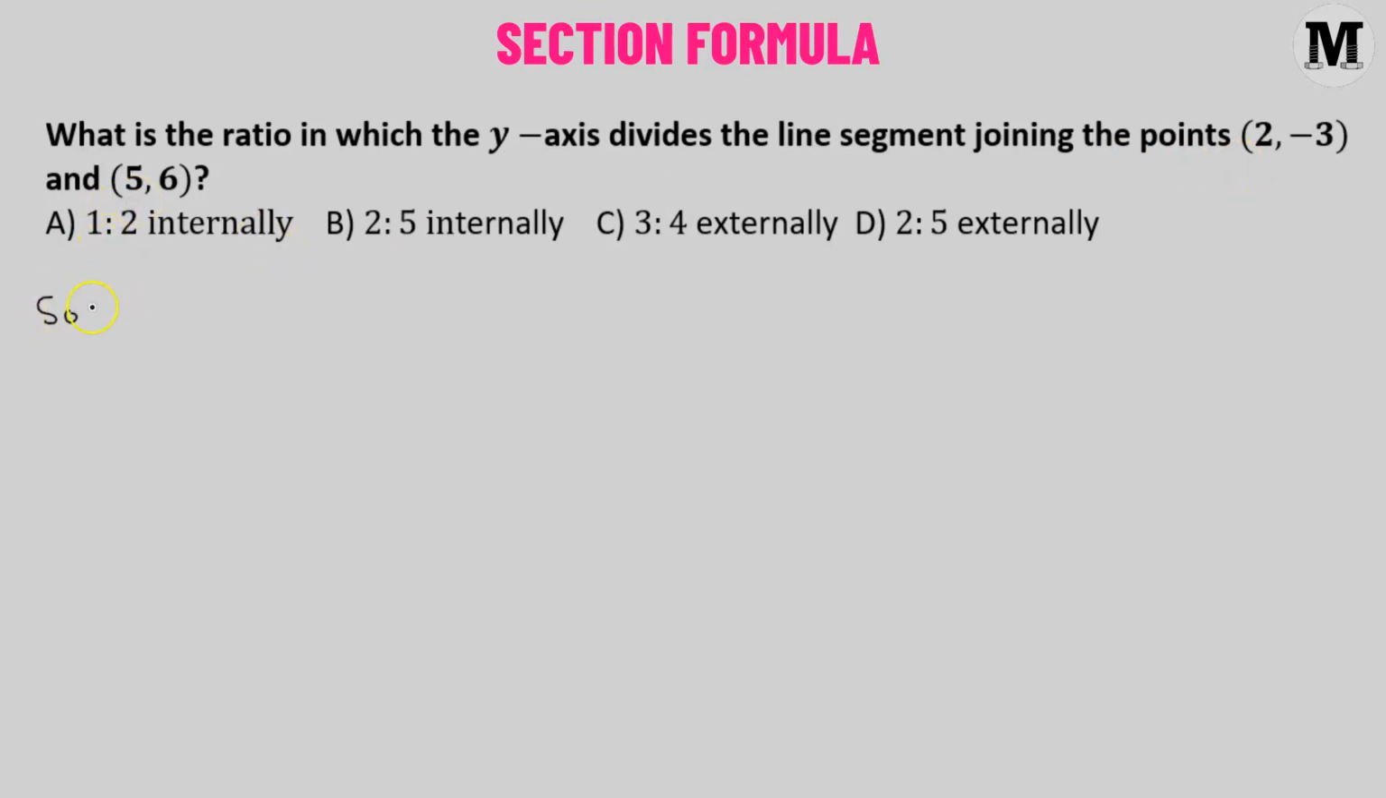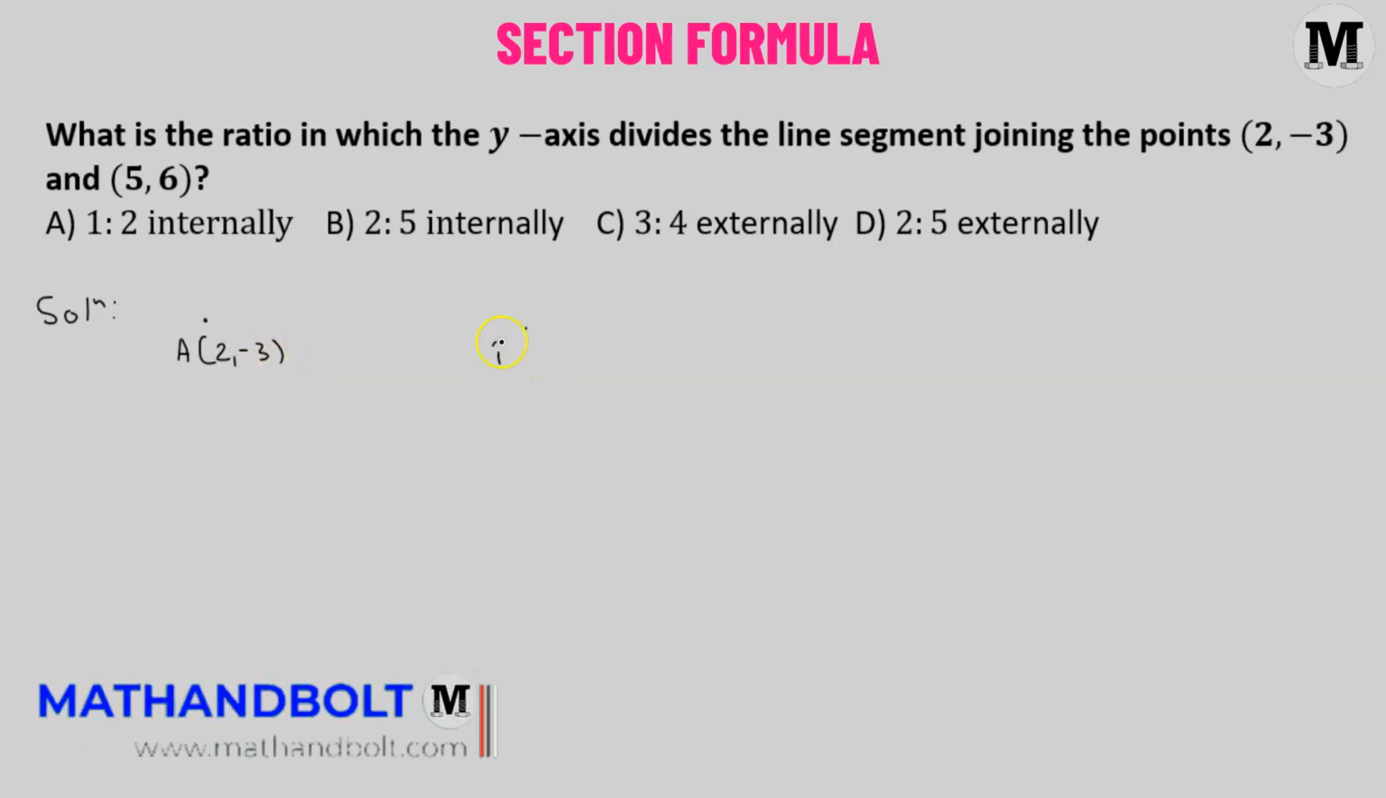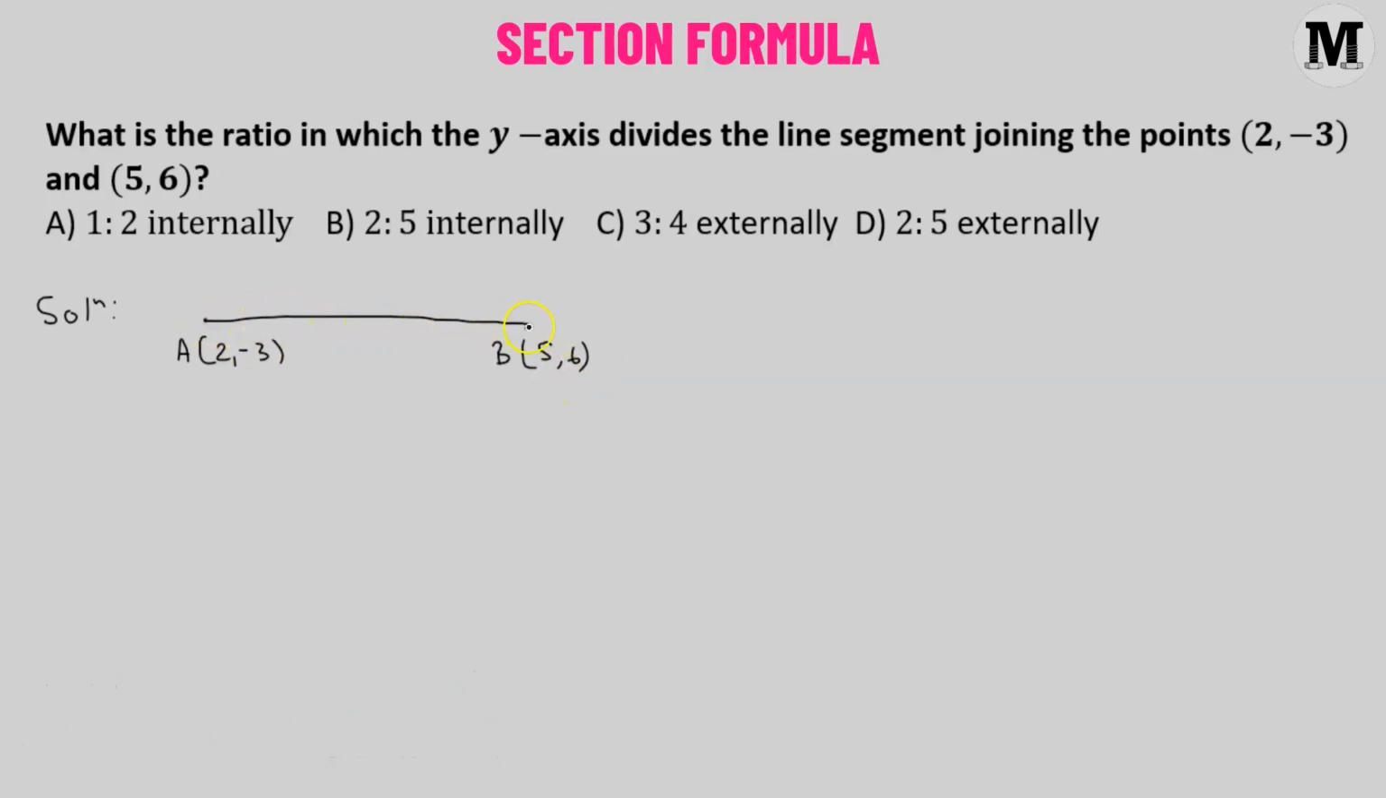Let us begin. Let's say we have two points. Point A has the coordinates (2, -3). Then we have another point B, which has the coordinates, let's say, (5, 6). We're going to join the two points A and B with the help of a straight line.